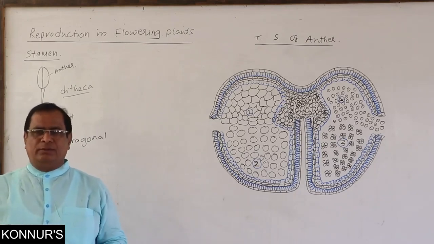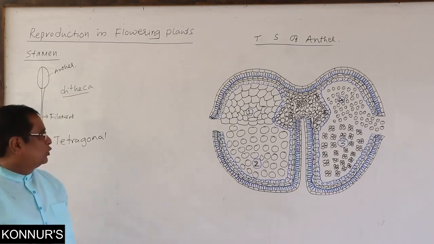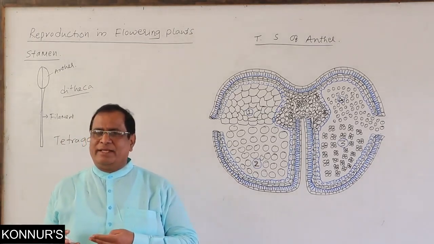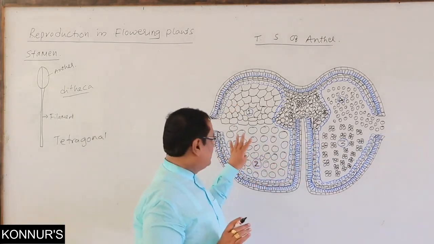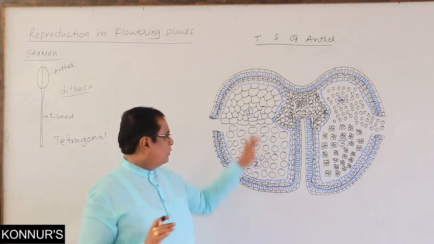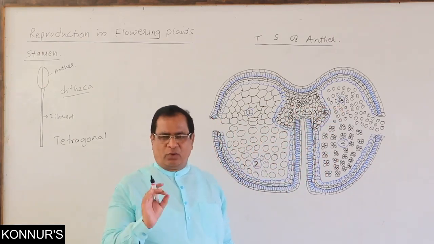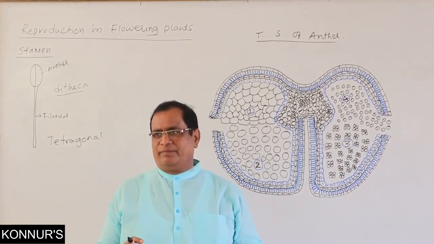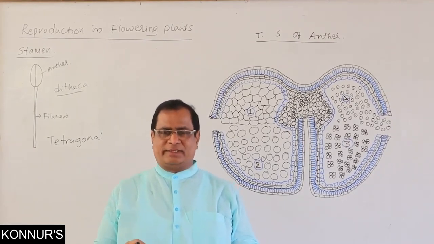To study the internal structure of the anther, it is necessary to take a transverse section. If we take the transverse section, we will see a structure like this. Here we can notice four microsporangia, and the anther has four layers of cells.